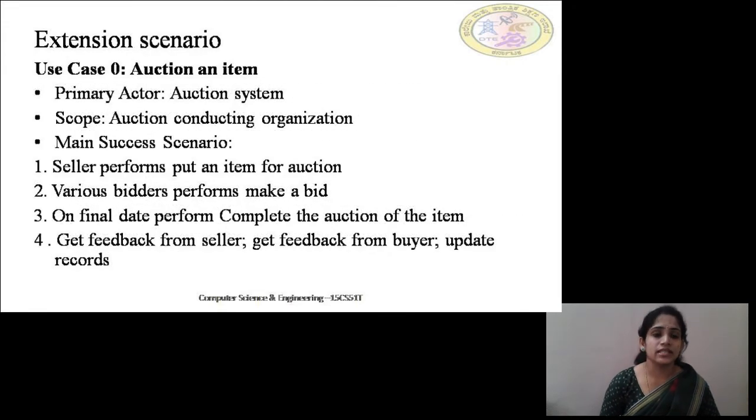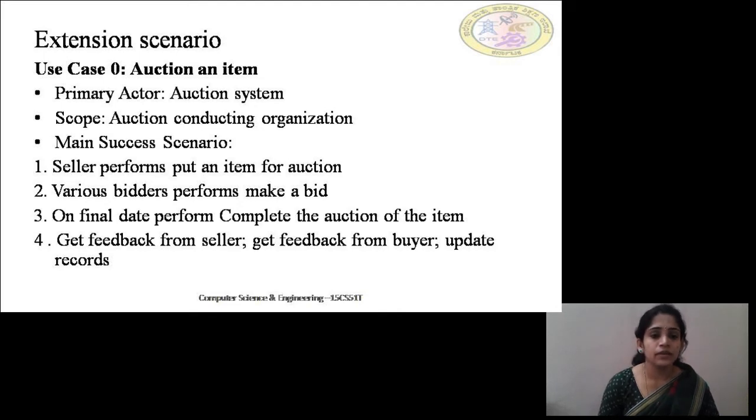Let us take one example of this kind of extension scenario. In the previous session, we discussed a case study called University Auction System, where the seller wants to sell an item of his choice and the buyer wants to bid on the item of his interest. Let us take the same example and define one extension scenario for this. Here, we are considering a use case, auction and system.